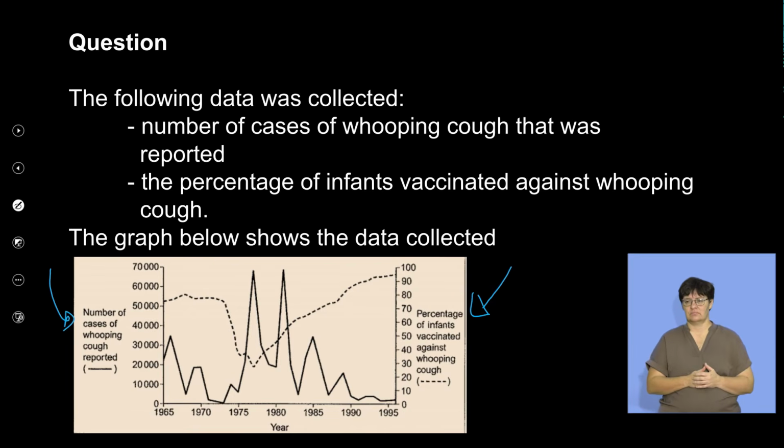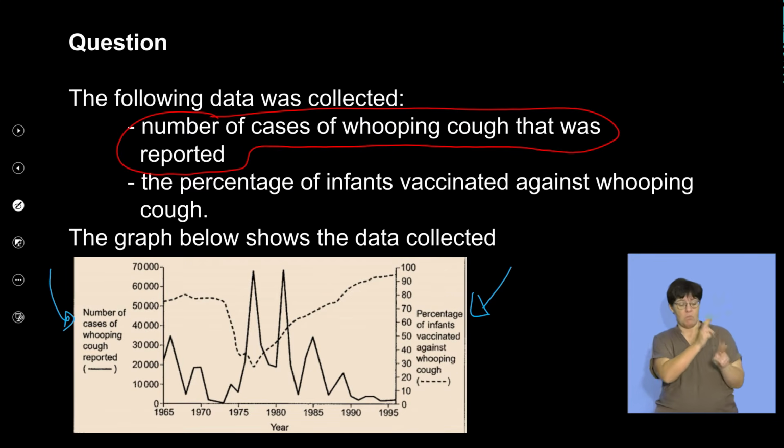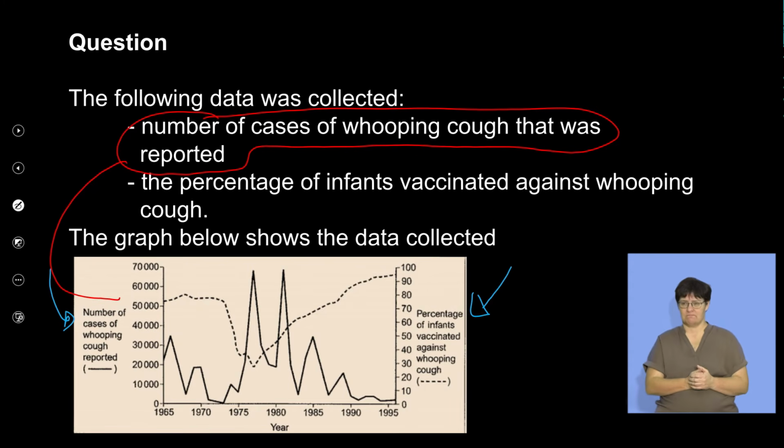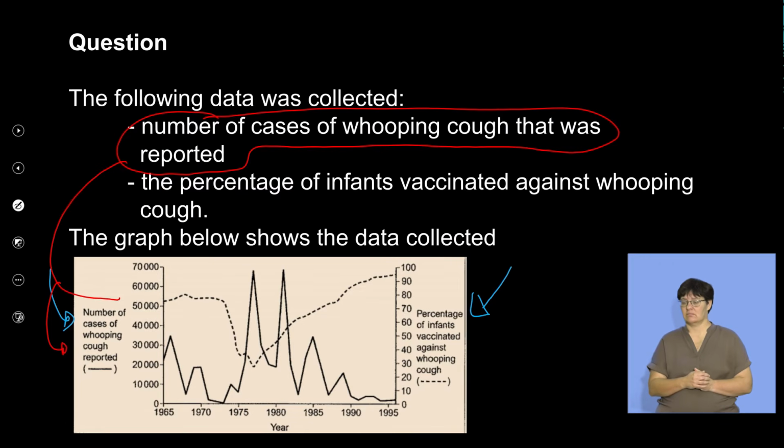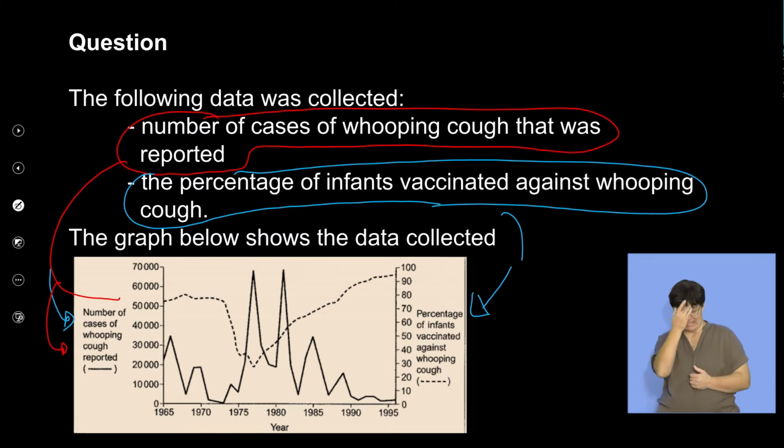I'm going to change the pen color quickly. On the side over here, the number of cases reported. So have a look here on this part of the graph, all right? Number of cases reported is over here. Then on the other side, now I'm going to change back to blue, the percentage of infants that were vaccinated, they're on that side. So you've actually got two y-axes. The graph below shows the data collected.